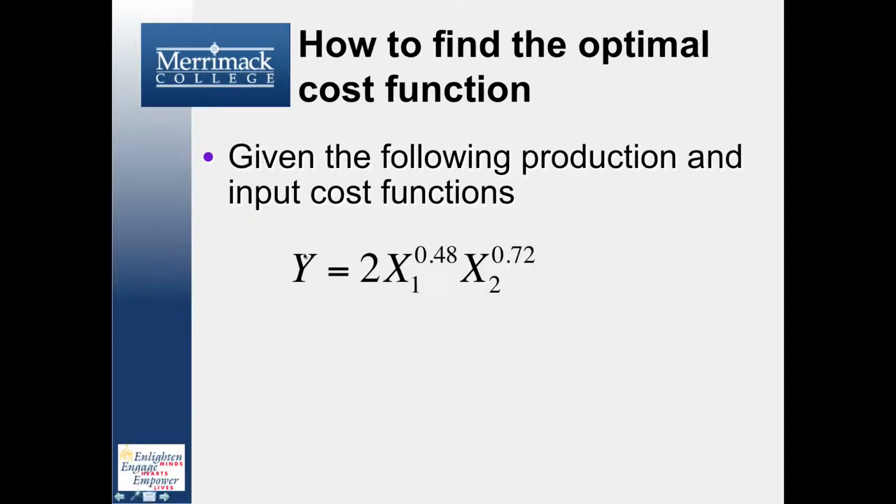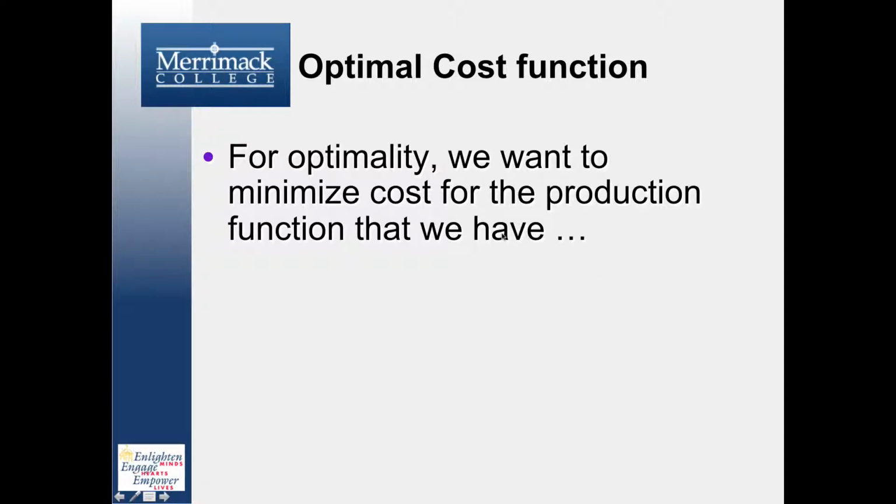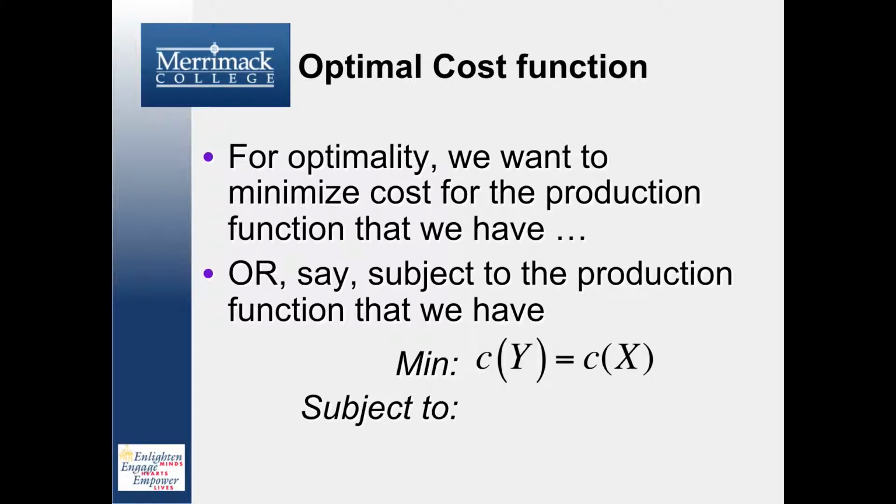So let's say we have this production function, which I just made up, and this cost function. It's kind of a linear combination of inputs. And for optimality, what we want to do is minimize the cost for the production function, or said another way, we want the cost subject to the production function that we have. So it's a constraint. The production function is a constraint on the combinations of inputs that we'll be able to use. That's really what we're saying.